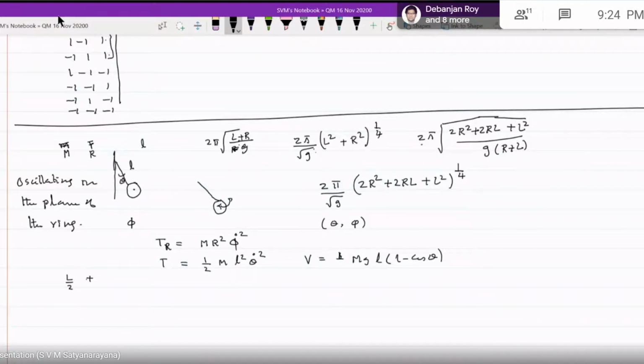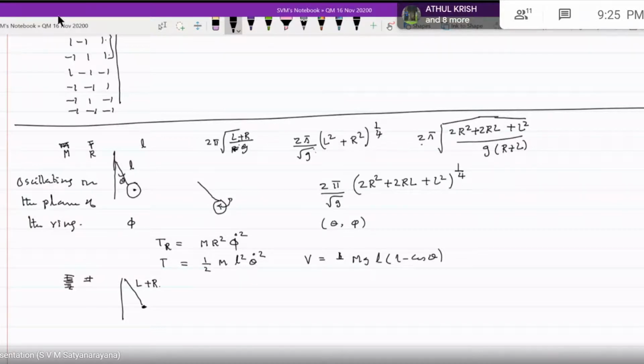Sir, it's a rigid rod of massless. Massless. Okay, if it is a massless rod, then you have to simply take the center of mass of the ring is at the center of the ring. Then it is like you have a point mass at L plus R distance.